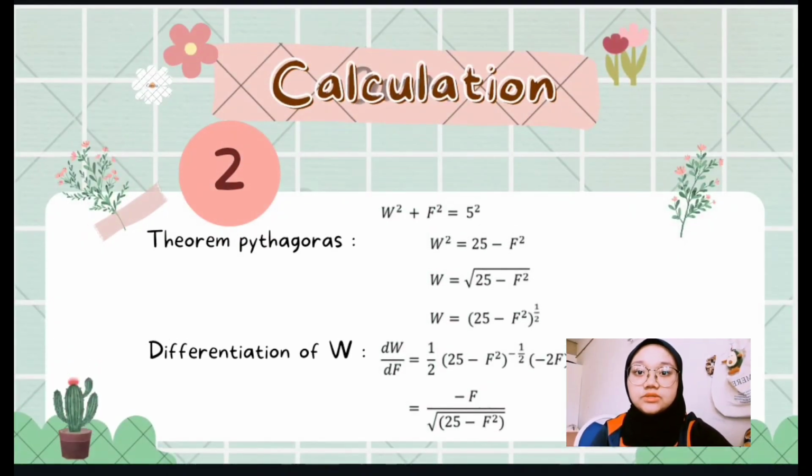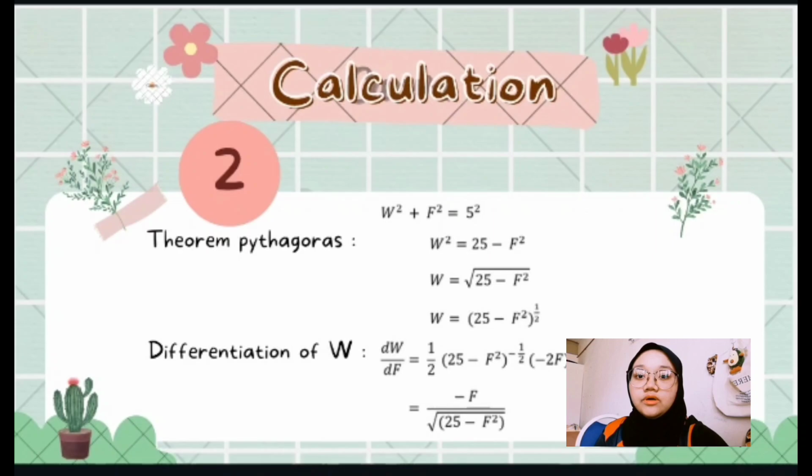So in this case, we will use the Pythagoras theorem. First thing first, we need to substitute the value given in the question, which is the length of the ladder, 5 meters. So the formula will be w squared plus f squared equal to 5 squared. So we want to find w. The value of w is the square root of 25 minus f squared.